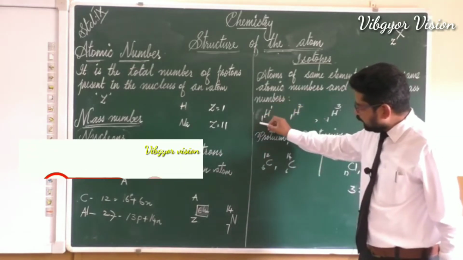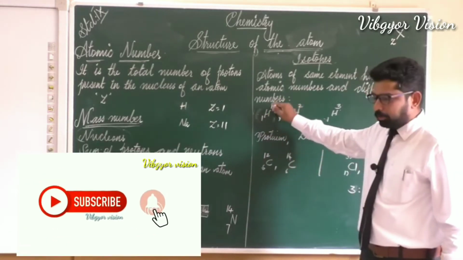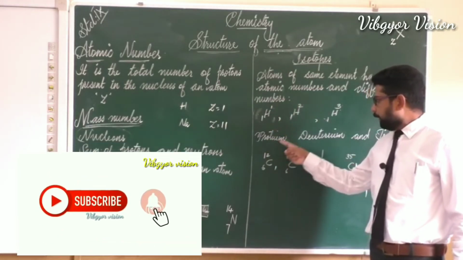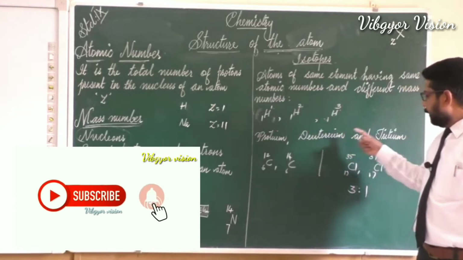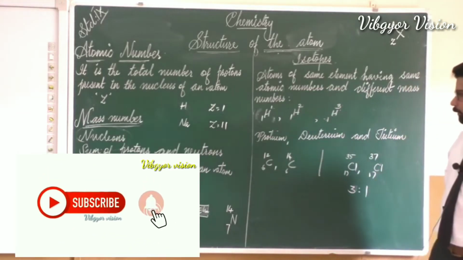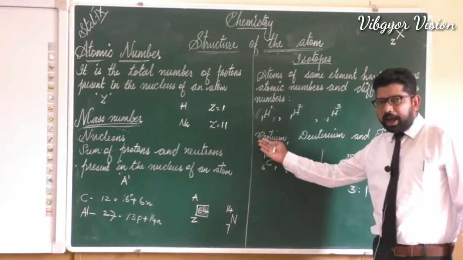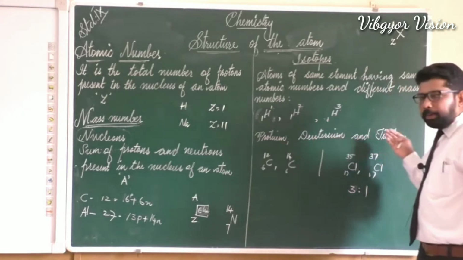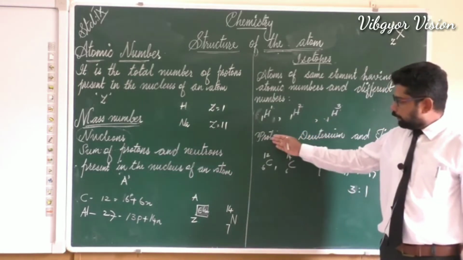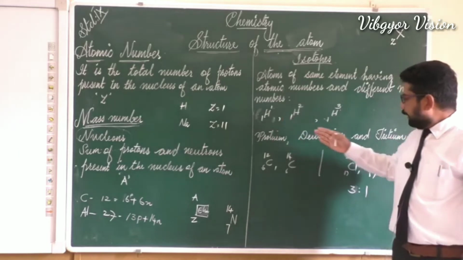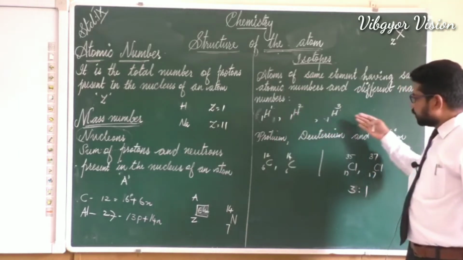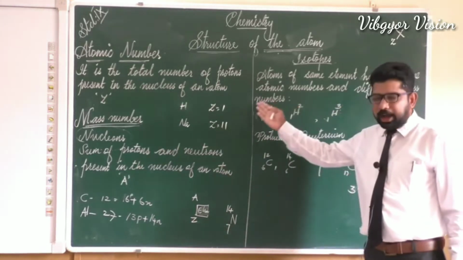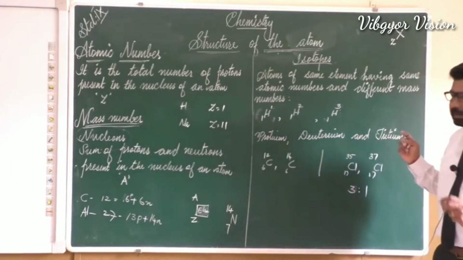If the mass number is 1, that is known as protium. If the mass number is 2, that is deuterium, and mass number 3, that is tritium. These are the isotopes of hydrogen. What are the isotopes of hydrogen? Protium, deuterium and tritium. The representation of protium is given here, deuterium here, and tritium here. So these are the isotopes of hydrogen: protium, deuterium and tritium.